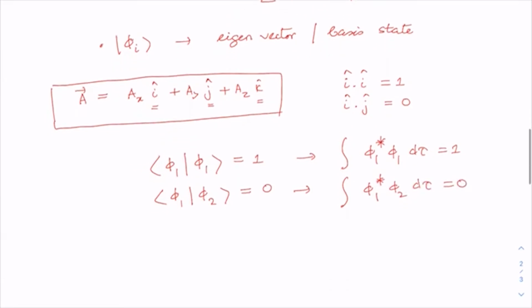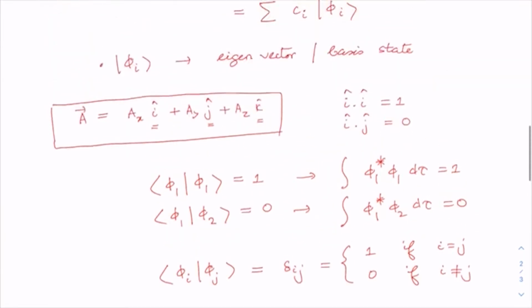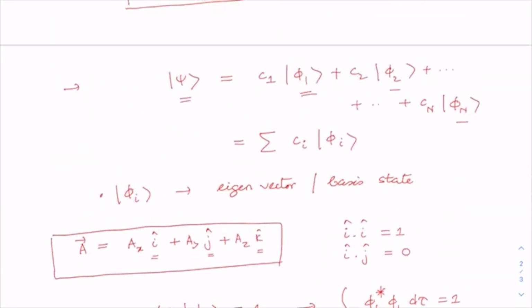And in shorthand notation, I can combine both of these as, say, phi i phi j. The scalar product of two eigenstates would be simply delta ij, and delta ij is equal to 1 if i is equal to j, and it is equal to 0 if i is not equal to j. If a measurement is made, the system shall collapse into one of the eigenstates. Okay, so the probability would depend on these coefficients, say C1, C2.